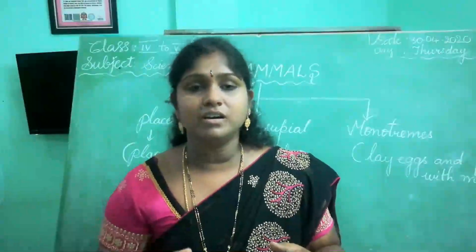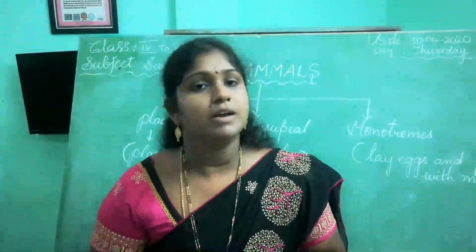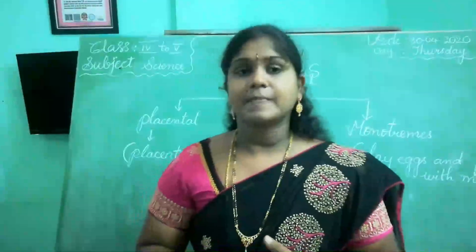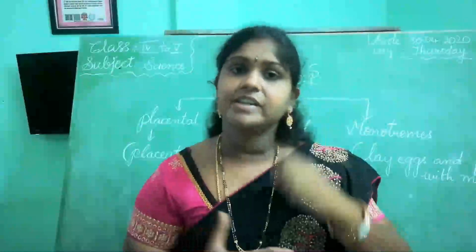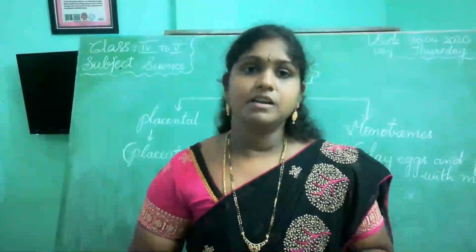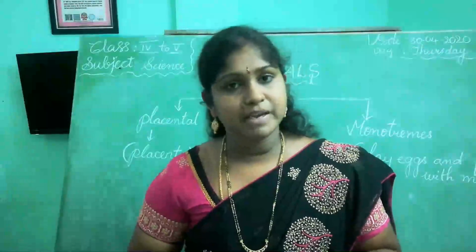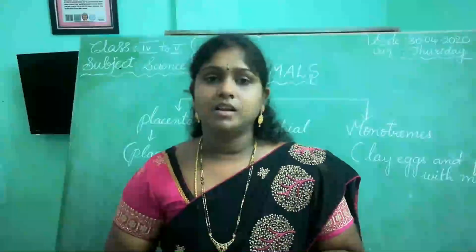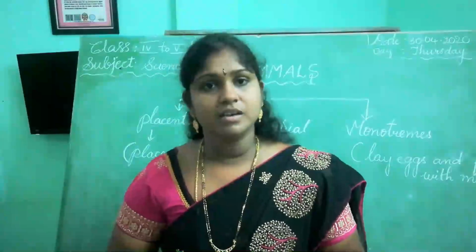So we have learned about the different types of mammals. Once again, I am going to say what the three different types of mammals are. They are placental, marsupial, monotremes. So these are the three different types of mammals. Now I hope you have understood this topic.